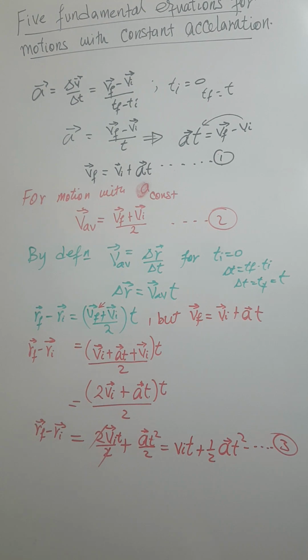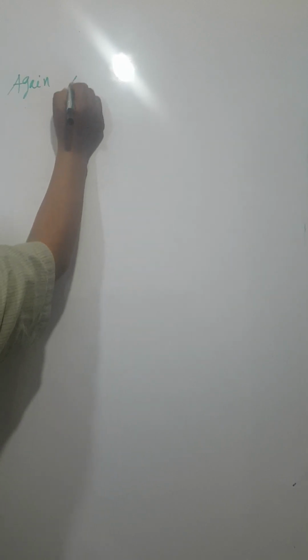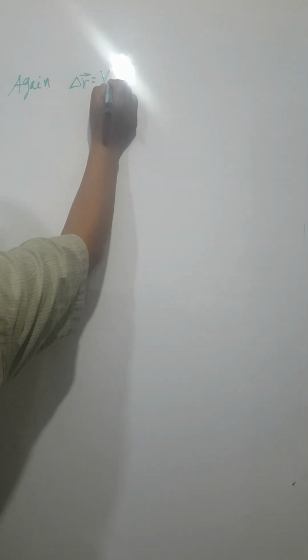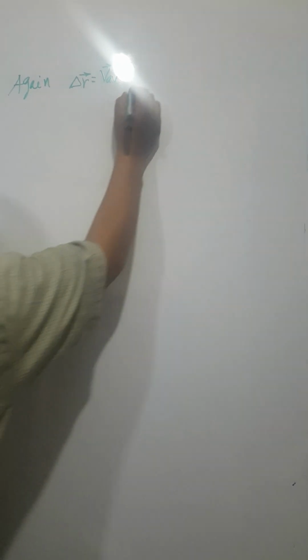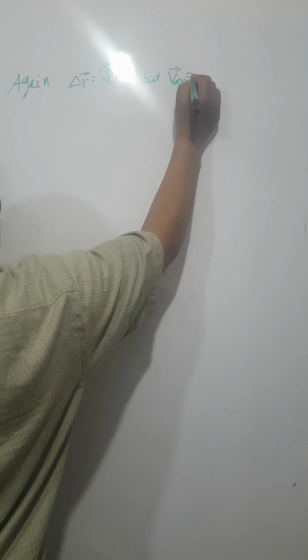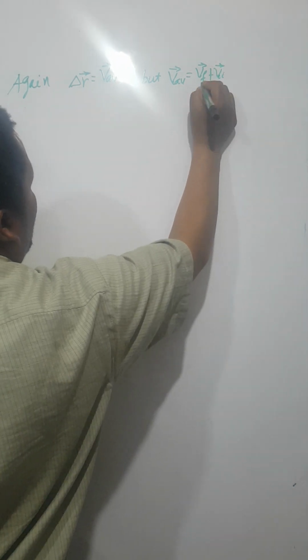Now, let's see the other part. Again, we knew that we can use change in R, which we have from the definition, change in R is equal to Vav times T. But we knew that Vav, average velocity, is equal to final velocity plus initial velocity divided by 2.